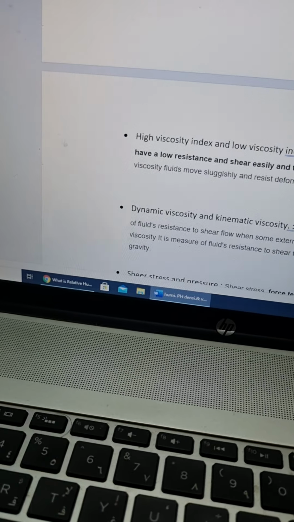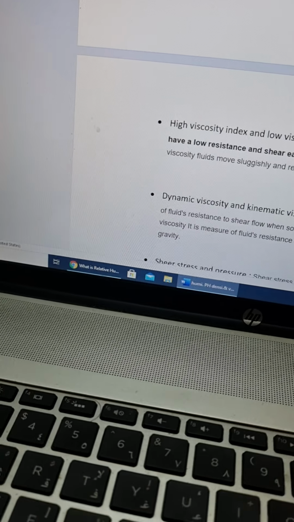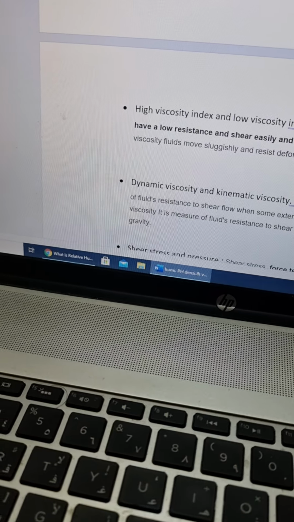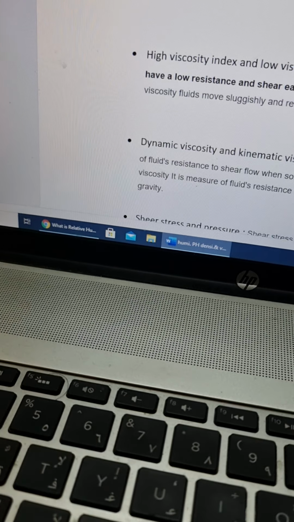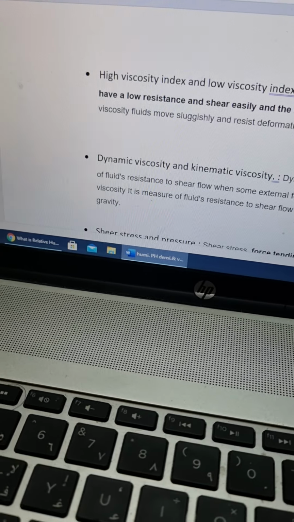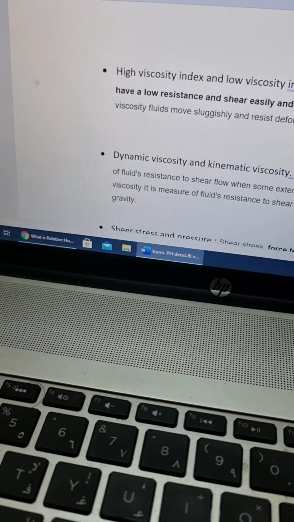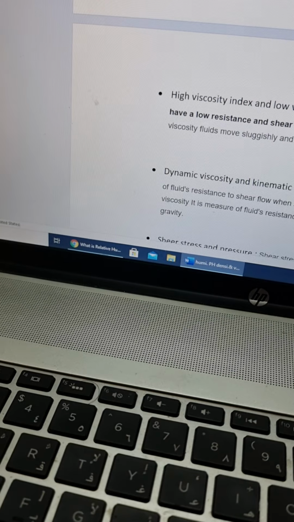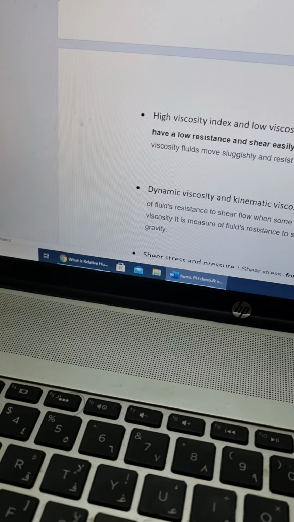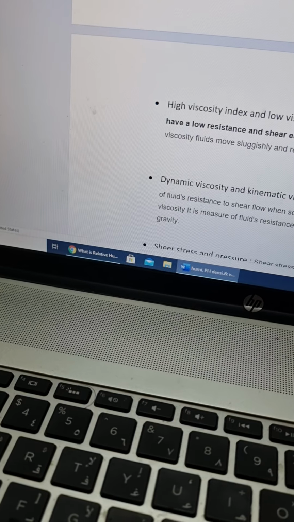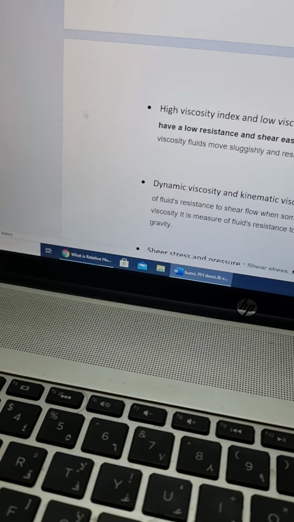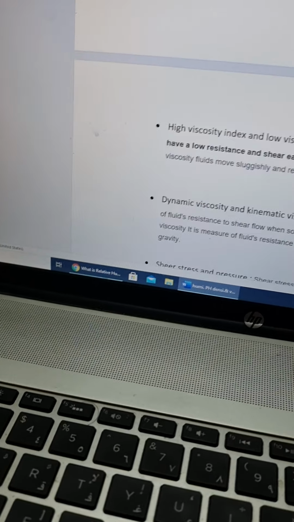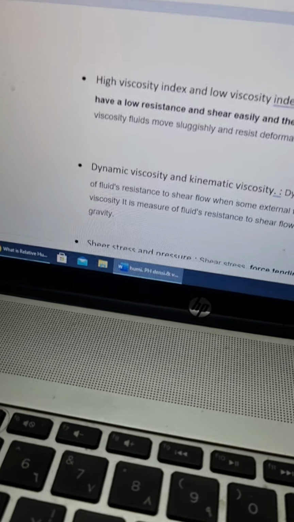High and low viscosity index. Low viscosity index fluids have a low resistance to shear, so they can change easily with heat, like honey for example. And a high viscosity index doesn't change easily with temperature.